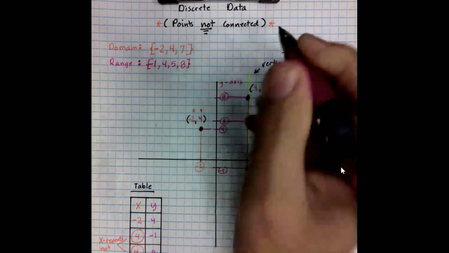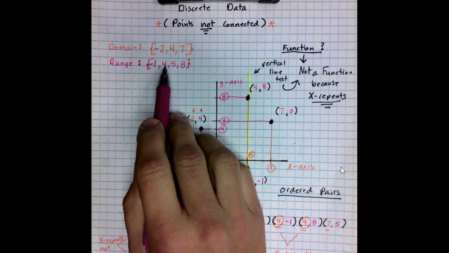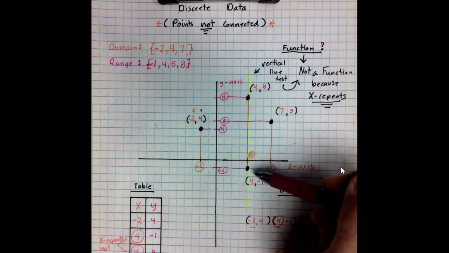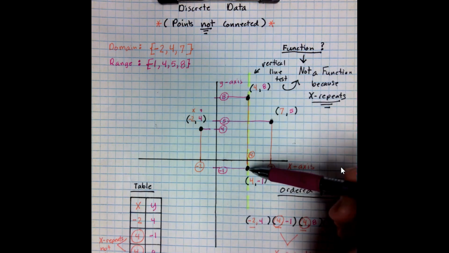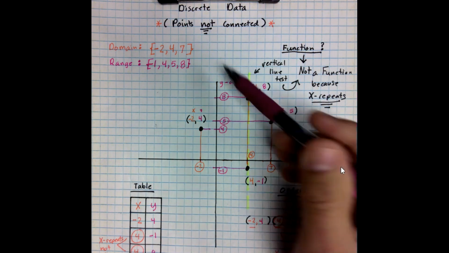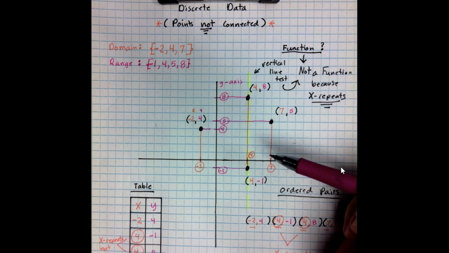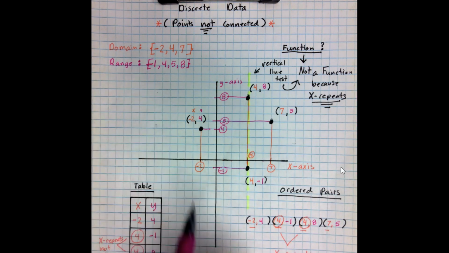Now, unlike the domain, when you're looking at the range, we actually have 4 values. And that's because there is a different value for each point. But with the domain, we did have a repeating x value, so we only had to write it once. That is my domain, and that is my range. And this is not a function because x repeats.